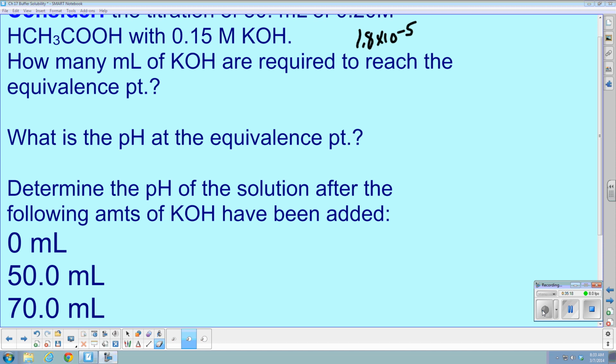Okay, it's probably taking you about 20 minutes or so, but let me tell you the answers. Here we go. How many milliliters of hydroxide are required to reach the equivalence point? How about 67 milliliters, right? What's the pH? I got the pH equal to 8.84 at 0, 2.72 at 50, 5.22, and at 70, I got 11.6.